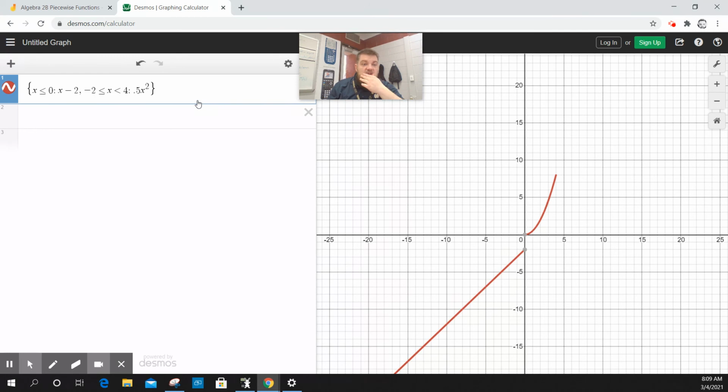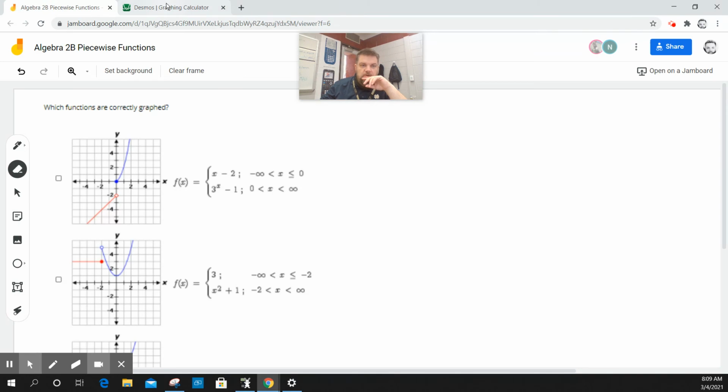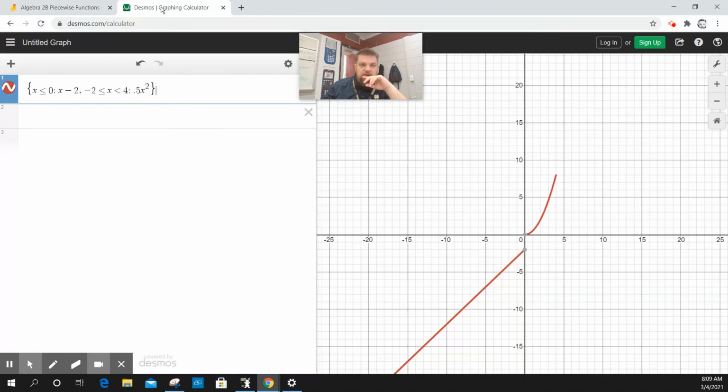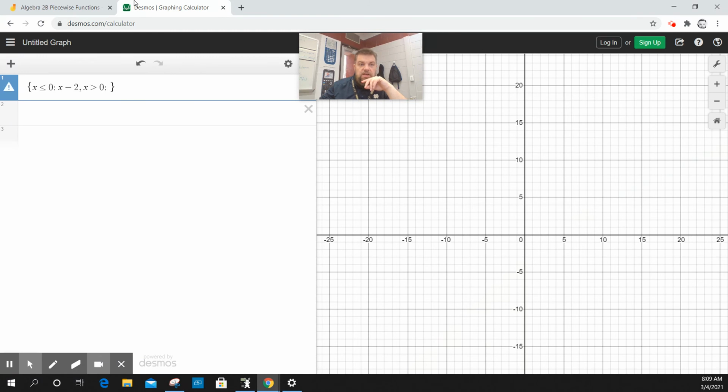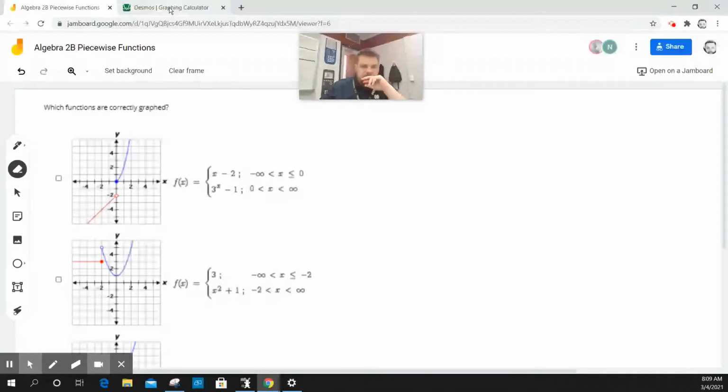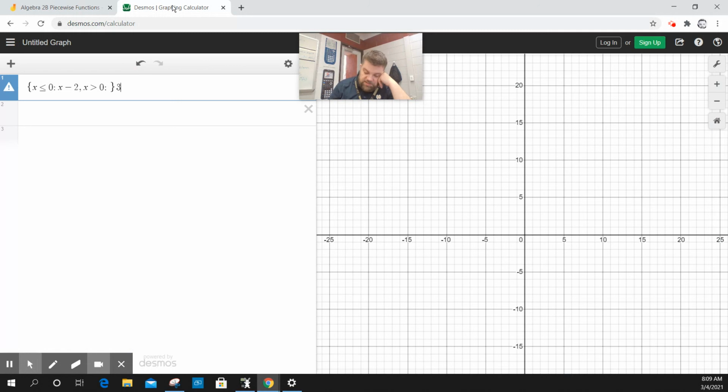So far, so good. And then for the next boundary, x is greater than 0. And then for that particular function, the graph is 3 to the x minus 1. So we're going to say 3 to the x minus 1. Whoops, I'm outside of the bracket there.